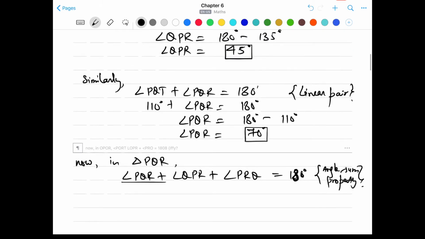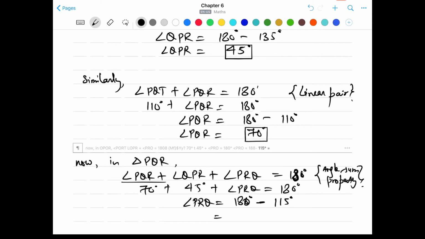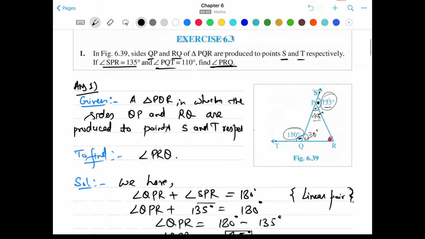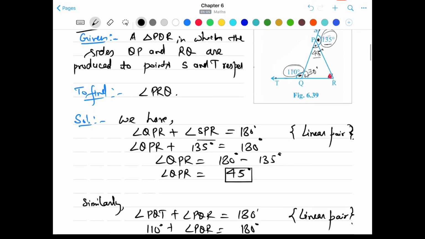So we have the value of PQR, which is 70 degree, and angle QPR is 45 degree, and angle PRQ we have to find, which is equals to 180 degree. So the angle PRQ will be equals to 180 degree minus, when you add these two angles, 70 plus 45, this will be 115. So 180 minus 115 will be 65 degree. So this measure of angle PRQ is 65 degree. So that's the answer of question number 1 of exercise 6.3. I hope you have understood it. This is a very easy question.